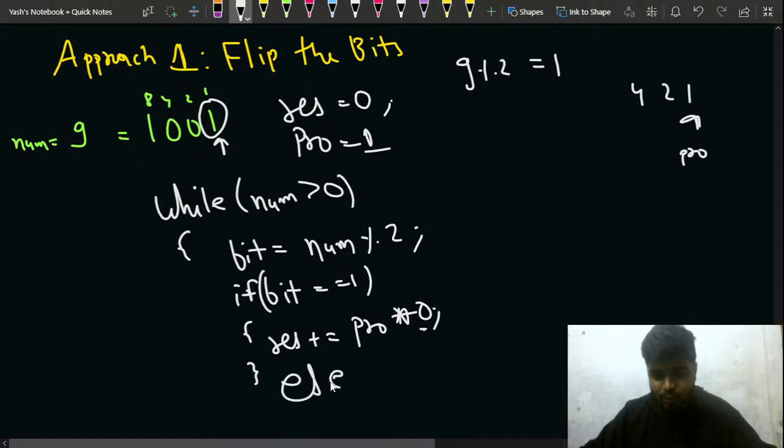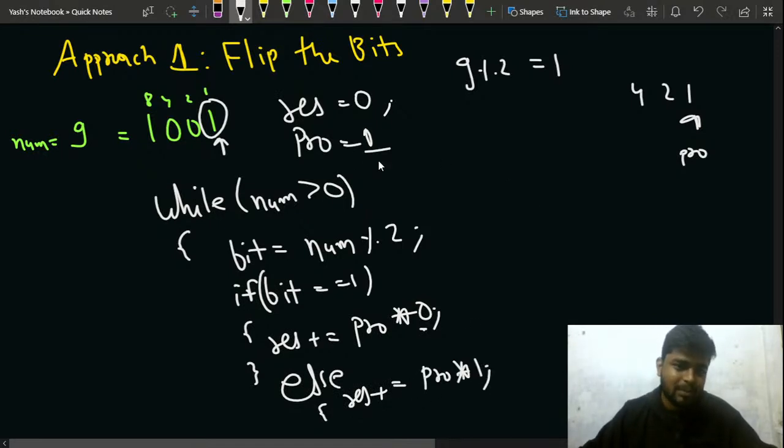Else if it is 1, then what I'll do is say result plus is equal to product asterisk 1, product into 1, right? That means if this was 0, I'll say this is 1 into 2 to the power 1, right? That is how I'll be doing it. And once I'm done with this part, I'll say product asterisk is equal to 2, that means product will be multiplied by 2.